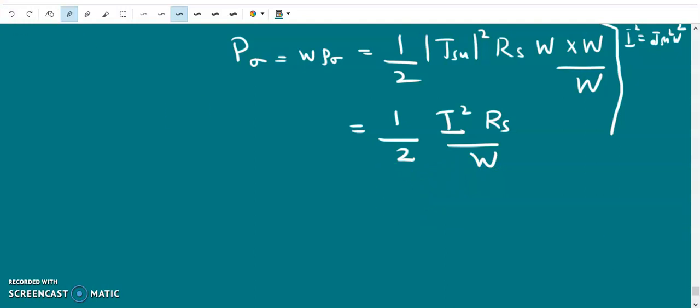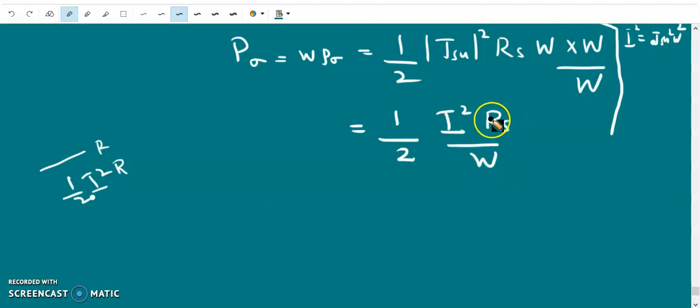So this equation represents the power dissipated when a sinusoidal current of amplitude I flows through a resistance Rs by W. We know generally that when a current I flows through a resistance R, if I is a sinusoidal current, the average power is half I squared R. So this represents the power dissipated when a sinusoidal current of amplitude I passes through a resistance Rs by W.